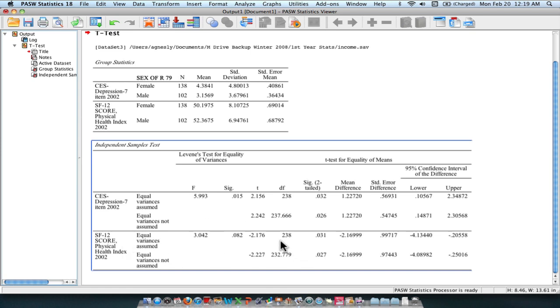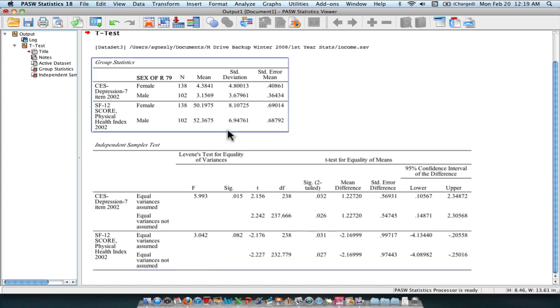We can see that for our Levene's test for the equality of variances, because my p-value is greater than 0.05, we can conclude that they have equality of variances between males and females on physical health. Therefore, I can read this first line where it says equal variance is assumed. I'm going to take this t-value, this degrees of freedom, and this significance value. And what this means is that males and females are significantly different on physical health as measured in 2002.